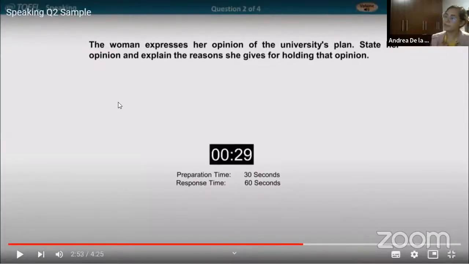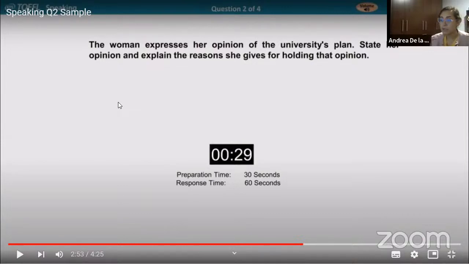Okay, so as you can see, after listening to the conversation, you have the question. Now the question says, the woman expresses her opinion of the university's plan, state her opinion and explain the reasons she gives for holding that opinion. Now the question will always be exactly like this, okay? Of course, they're gonna change a few things. So maybe if it's the guy student, they will say the man, right? The man expresses his opinion of the university's plan, state his opinion.